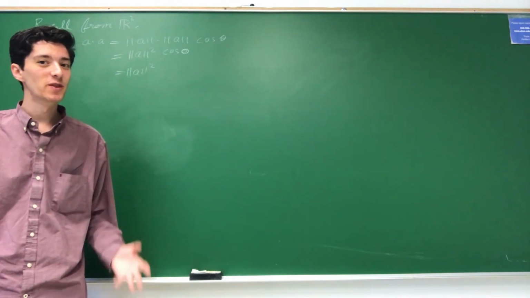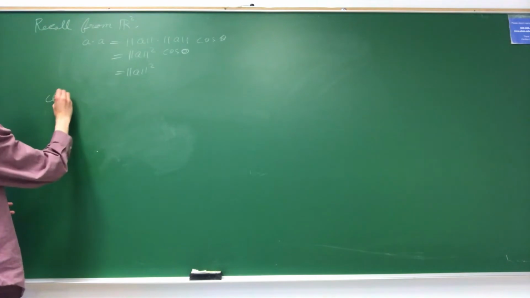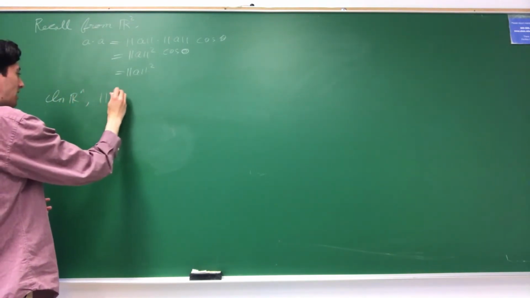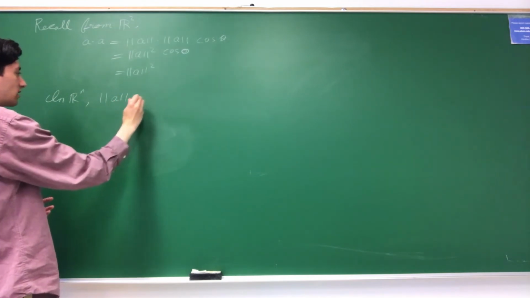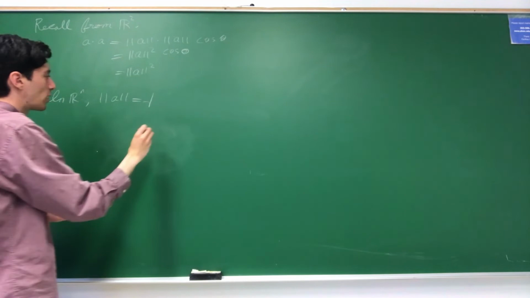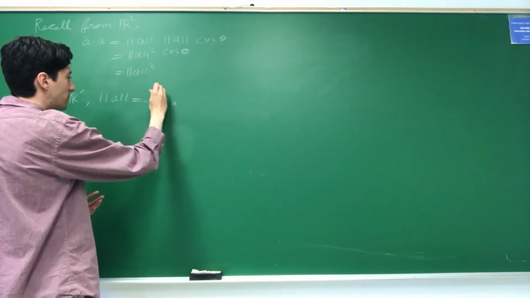Therefore, we can think about the length of a vector in Rn a similar way. So we can say that in Rn, the magnitude of A, or the norm of A, is defined to be the square root of the dot product of A and itself.